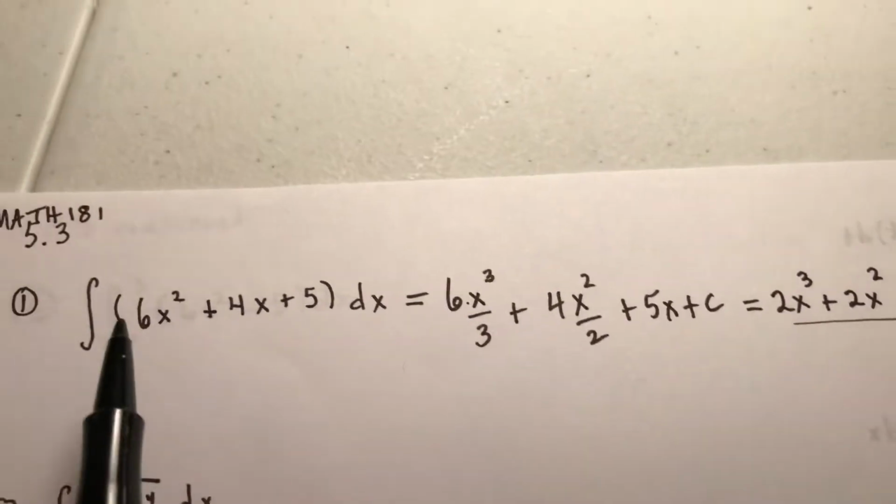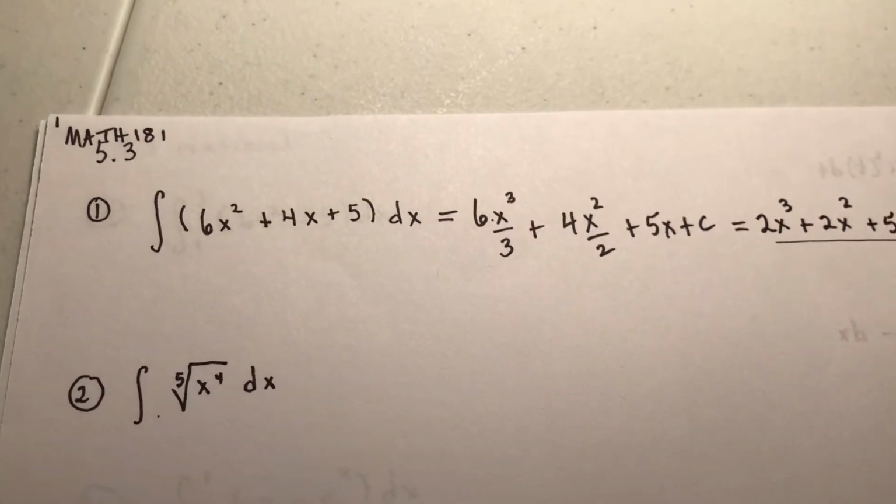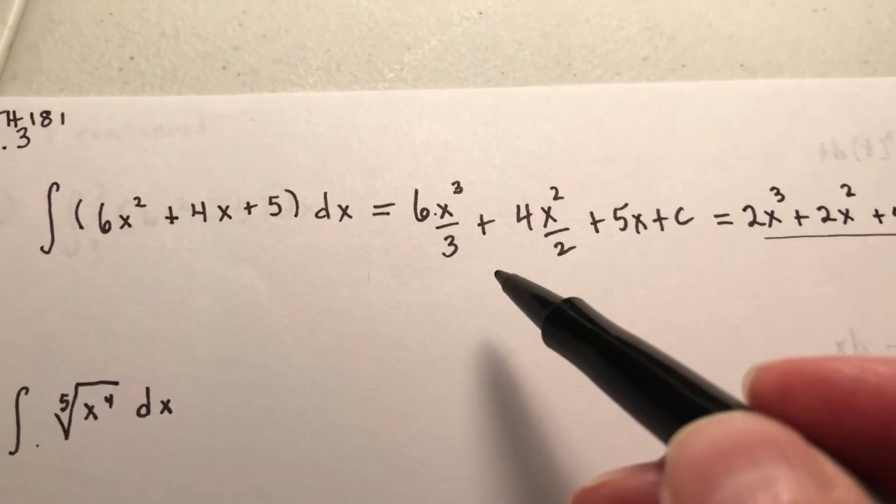That is the antiderivative. And notice that the integral and the dx go away as soon as you start using the rules, like the power rule here.